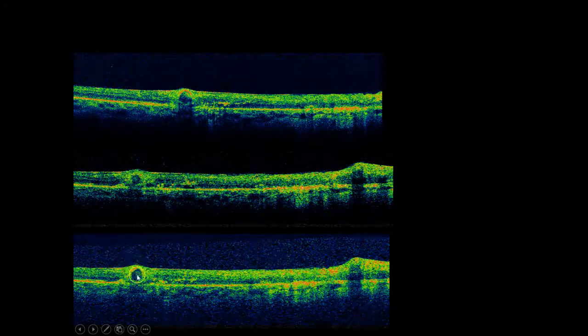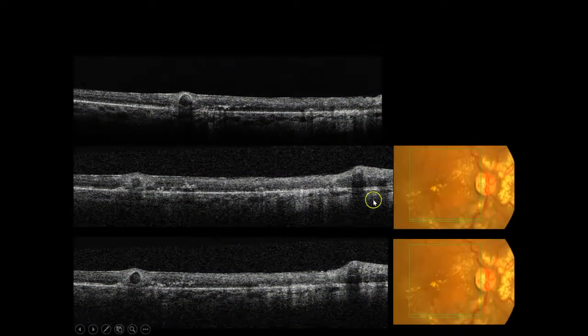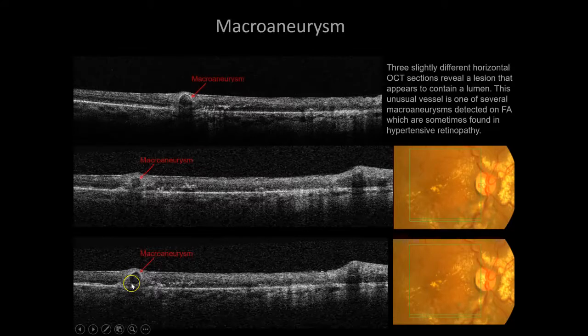These are not microaneurysms, but macroaneurysms of arteries. So that's what it looks like. And they leak. You can have exudative reaction, as we can see here. But these are actually cross-sections right through macroaneurysms that you can actually see with standard spectral domain OCT.